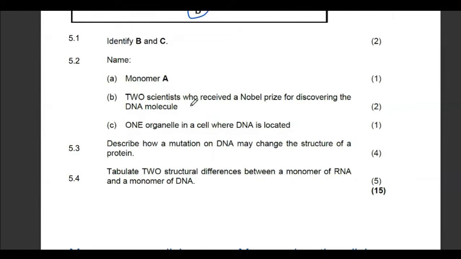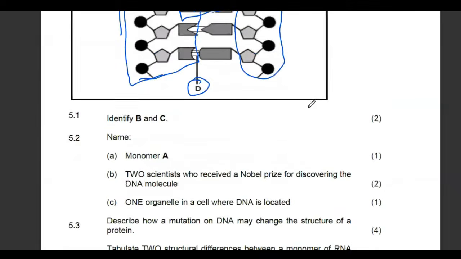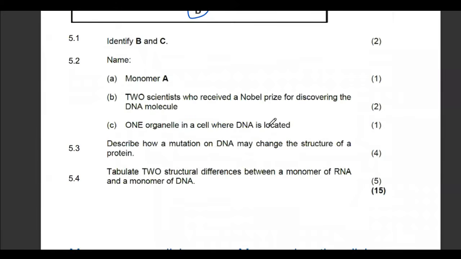physical science. Okay, two scientists who discovered it: James Watson and Francis Crick. Name one organelle where DNA is found: the nucleus and the mitochondria.